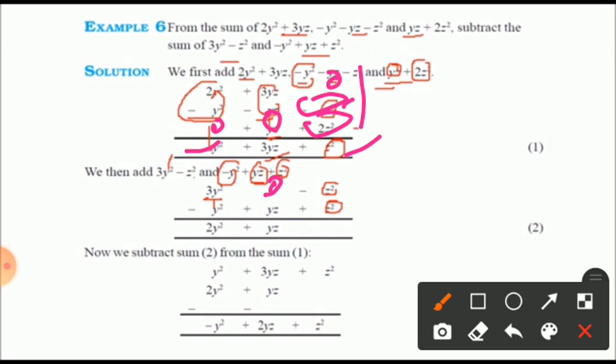Subtract it, adding it is given, that means add one by one. Okay, yes. Now we subtract 2 from the sum of 1.